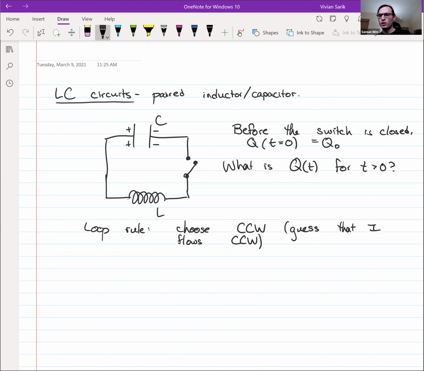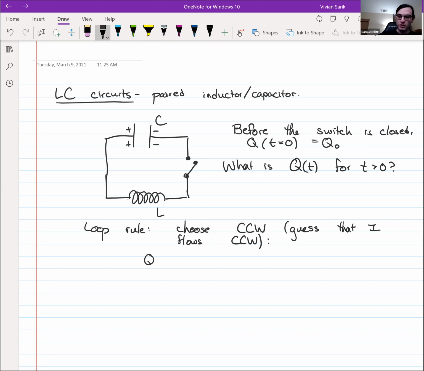So remember, when you're doing the loop rule, you always have to specify a direction for the current. And then you have to choose to go either clockwise or counterclockwise. I'm going to guess that current flows counterclockwise, and I'm also just going to choose a loop that's counterclockwise. So that leaves us with the following.